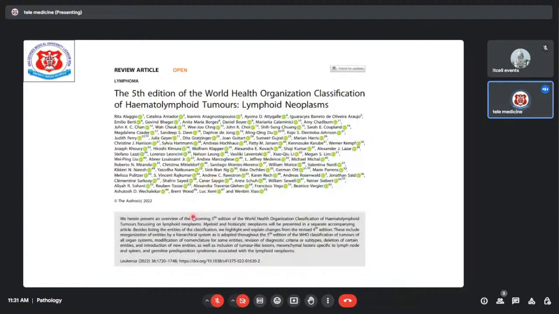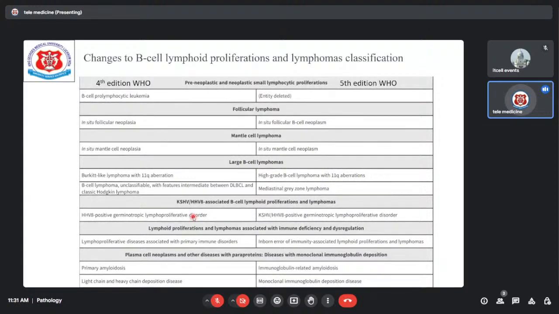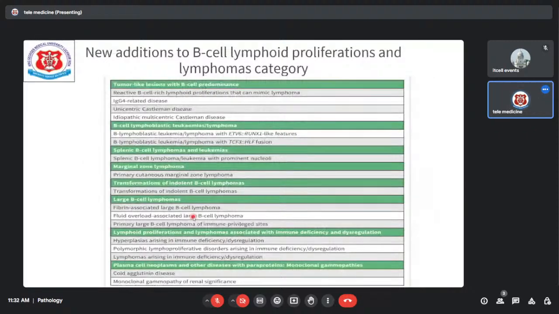This is a newer classification of these disorders, and this article is available on the internet. You can access it. This article has shown the changes which the newer classification has undergone: the new entities that are included and the older entities that have been removed. In situ follicular neoplasia is now called in situ follicular B cell neoplasm, and there are many changes. I am not going into the detail of it.